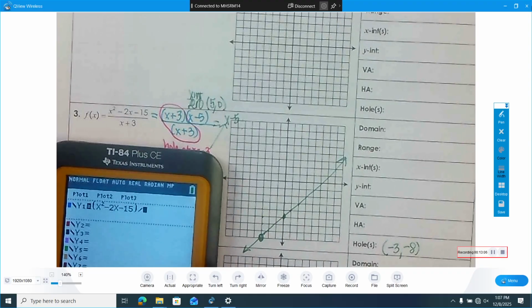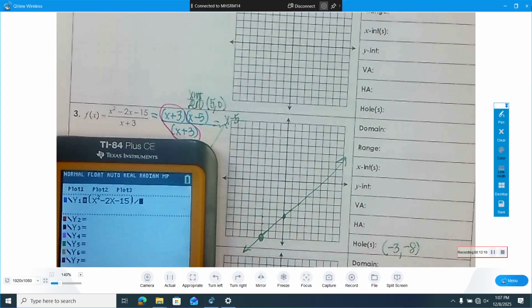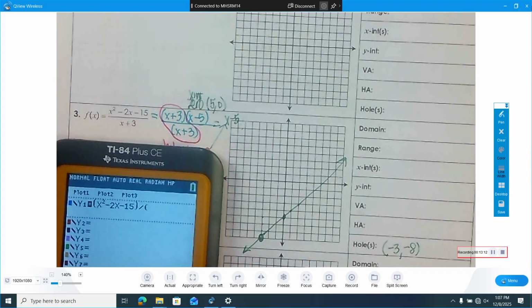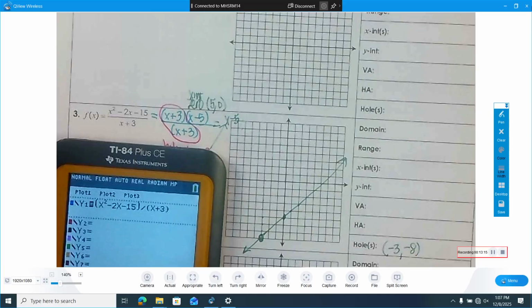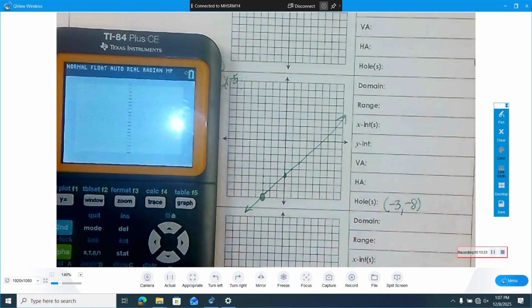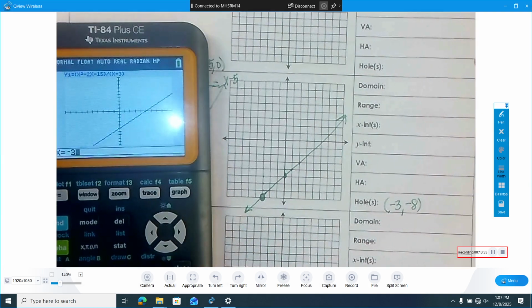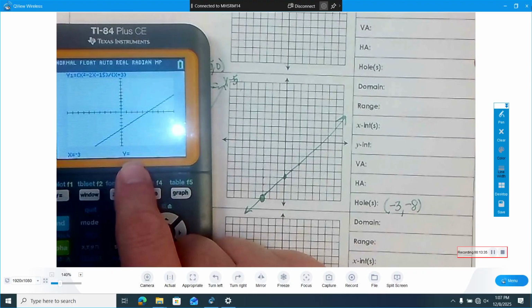When I graph stuff, I just put the whole numerator in parentheses and then the whole denominator in parentheses, just like that. It's a numerator over a denominator. And so I'm going to go ahead and graph that so you can see. It does turn out to just be a line there, and I can trace and type in -3, and look at that.